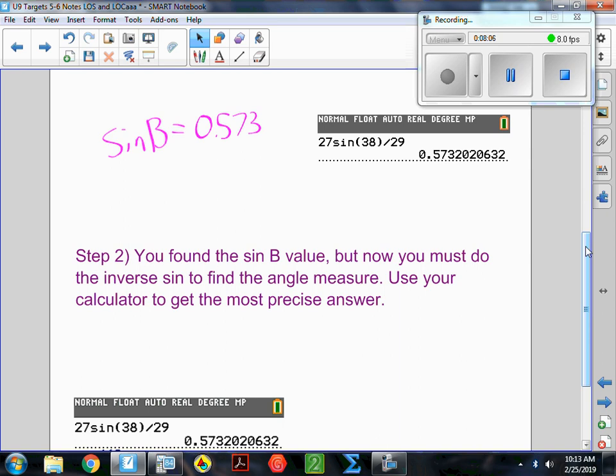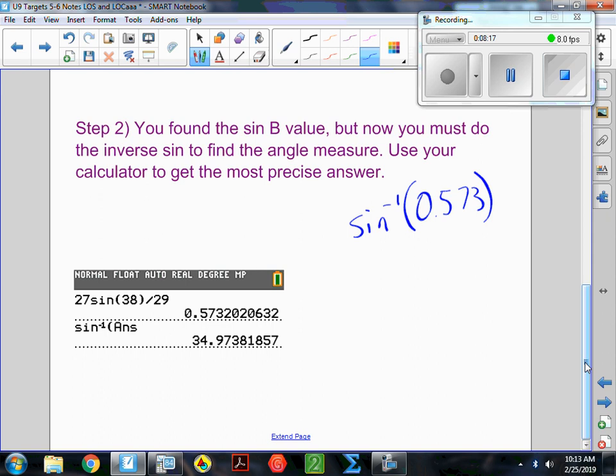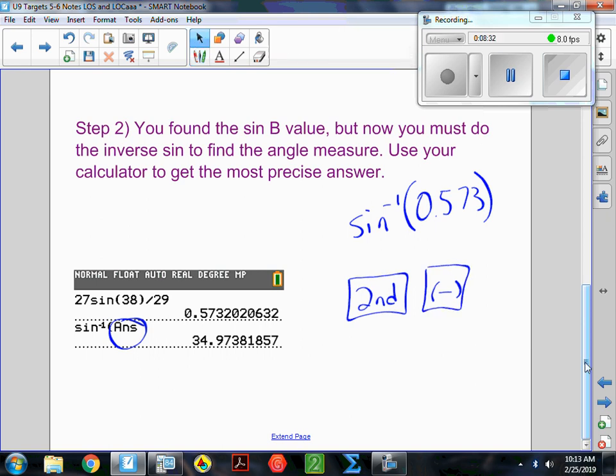So use your calculator to get the most precise answer. On my paper, a lot of times I'll write down inverse sine of that decimal, 0.573. But in my calculator, I actually want to use this answer feature. Inverse sine of the answer. All calculators have that answer feature. On a lot of calculators, you press your second button, and then you press your negative sign button, which is down by enter, and that'll bring up answer, because right above this it says ANS. So when you do the inverse sine of your answer, you get 34.97, or approximately 35 degrees.